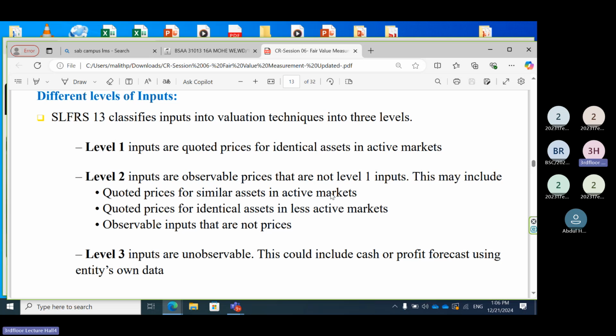It means if you are doing a level 3 valuation, you have a lengthy disclosure to do. Why? Level 3 valuation always depends on unobservable inputs.